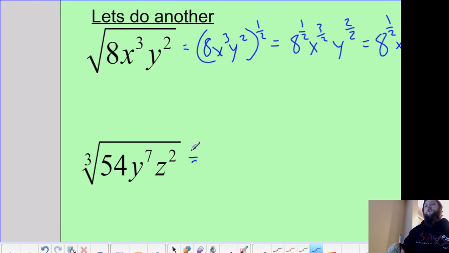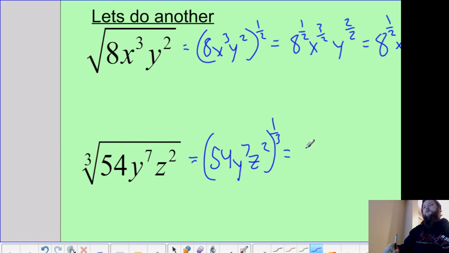Over on the bottom one, this becomes 54 y to the 7th z squared, all of that to the 1/3 power, which can be rewritten as 54 to the 1/3 power times y to the 7/3 power times z to the 2/3 power. So they can be converted. All right, and that's it.